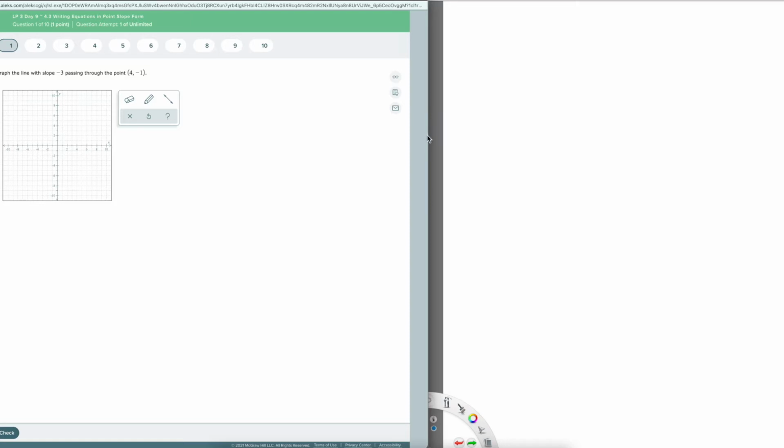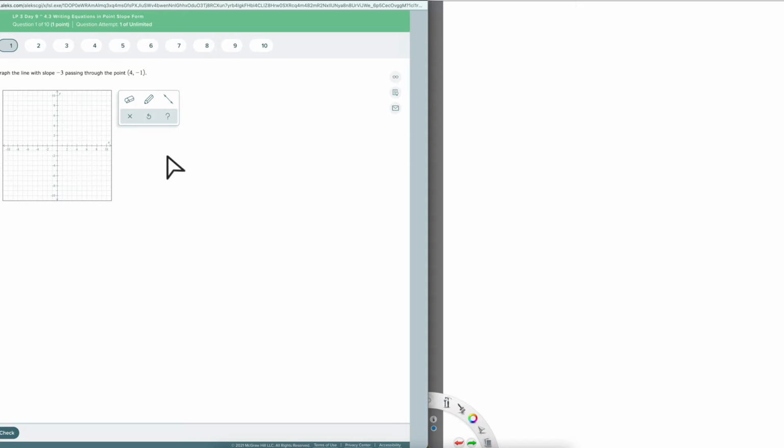So we have: graph the line with slope -3 passing through the point (4, -1). The main purpose here is that we're going to graph a line. They've given us 2 pieces that we need to graph a line. We need a starting point, which a lot of the time when we're doing slope-intercept, which is what we've been doing for the last few weeks, we start with the y-intercept from slope-intercept form, right? That makes sense, because they kind of nicely named that one.